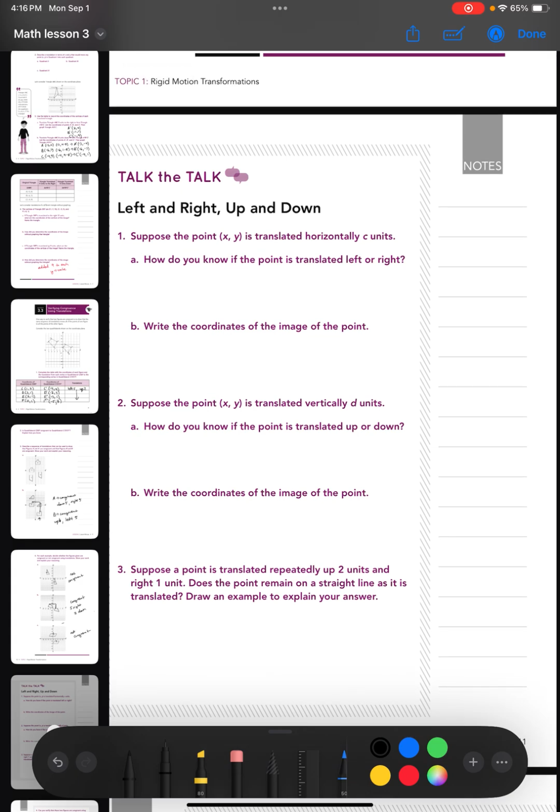All right, last page looking here. Suppose the point X, Y is translated horizontally C units. How do you know if the point is translated left or right? Well, if C is less than 0, meaning it's a minus, on the x-axis, that's to the left. So that movement is left. If C is greater than 0, so a positive movement on the x-axis, that is to the right.